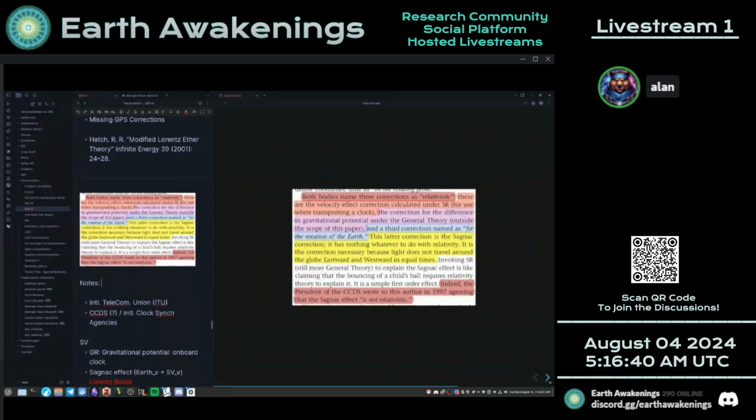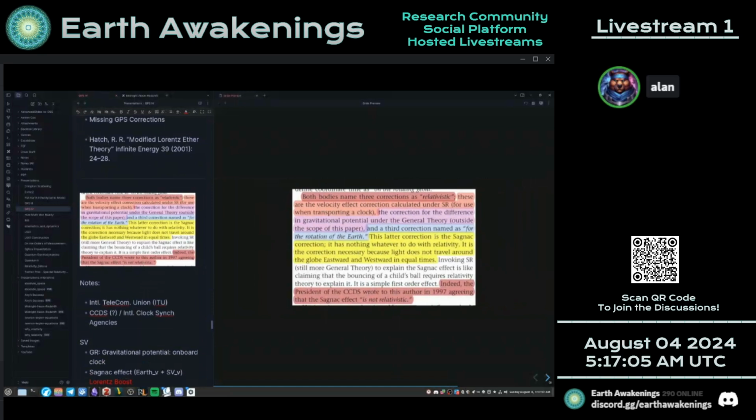These are: the velocity correction, calculated under special relativity for when transporting a clock; a correction for the difference in the gravitational potential under general relativity, which is outside of the scope of this paper. So he's just noting the correction. So we got that gravitational potential for GR. And then he says they have a third correction that is named for Earth rotation. And the latter correction is the Sagnac correction, and it has nothing to do with relativity whatsoever.